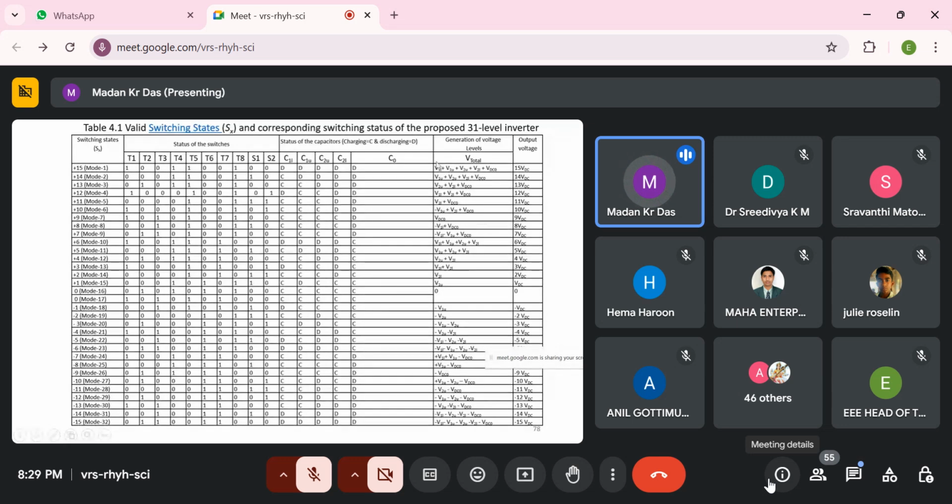So it adds the DC link voltages to generate 15 volts. In the same way, mode 2 adds the DC link voltages to generate level 14. So here we can add and subtract the DC link voltages to generate the levels. So the levels are positive 15 to negative 15, meaning 31 levels: 15, 15, 30, and also 0 is 1 level, giving 31 levels.